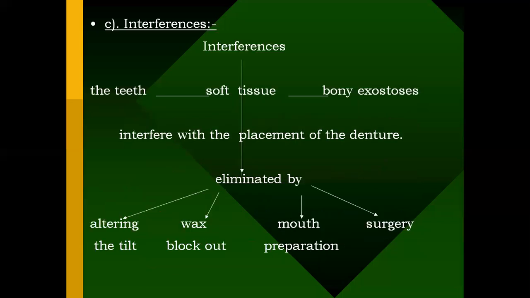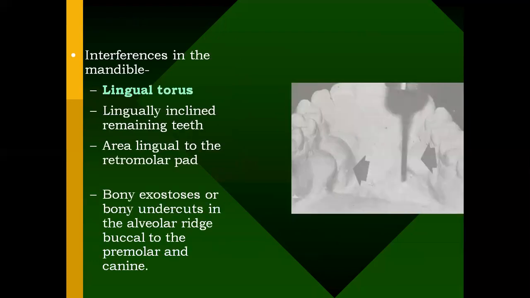The other factor and most important is the interferences during the selection of the path of insertion or withdrawal. Interferences may be the hard tissue interferences such as teeth and bony exostosis and soft tissue interferences which can be eliminated by altering the tilt, blocking out the wax blockout, mouth preparation and surgery.